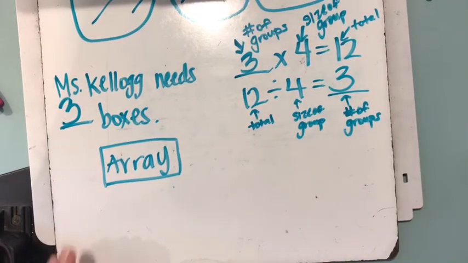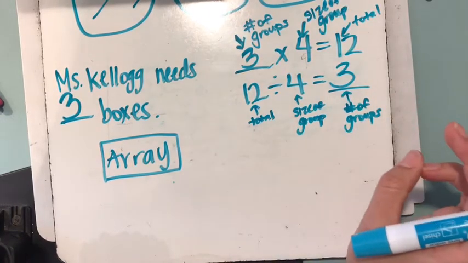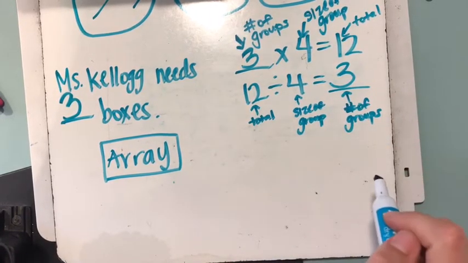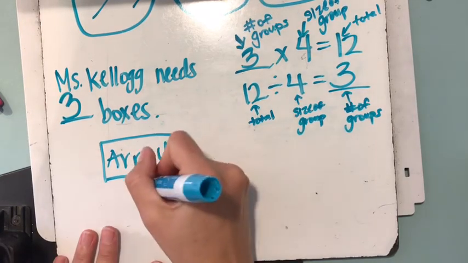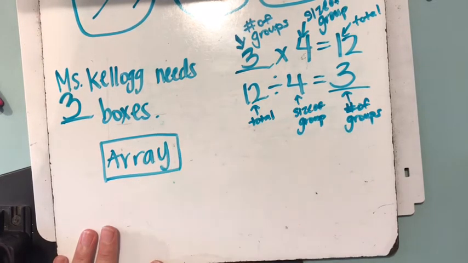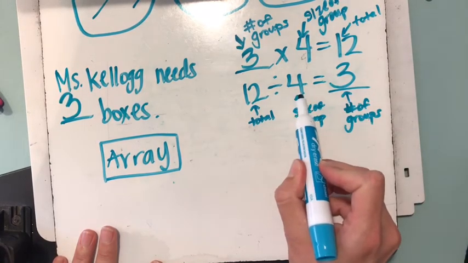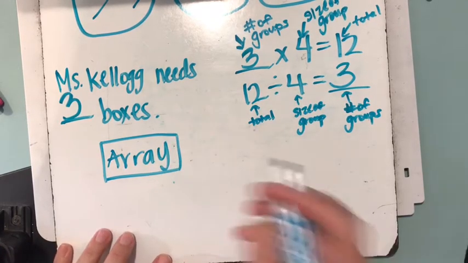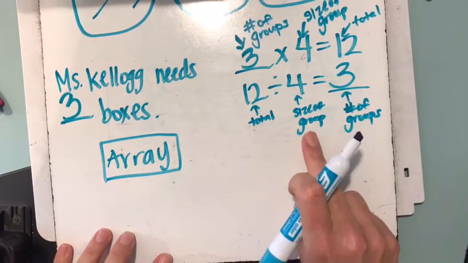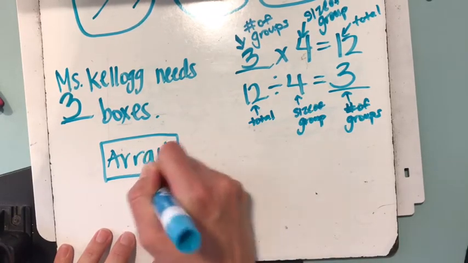Now I want to draw this as an array, okay? I'm gonna do that down here. So I know my total is gonna be 12. I know my number of groups, which is also what? Oh, it's the number of rows. And the size of the group is what? The size of the group is 4, right? So I could draw this 2 ways, but I'm gonna do it this way. I'm gonna do the size of the group.